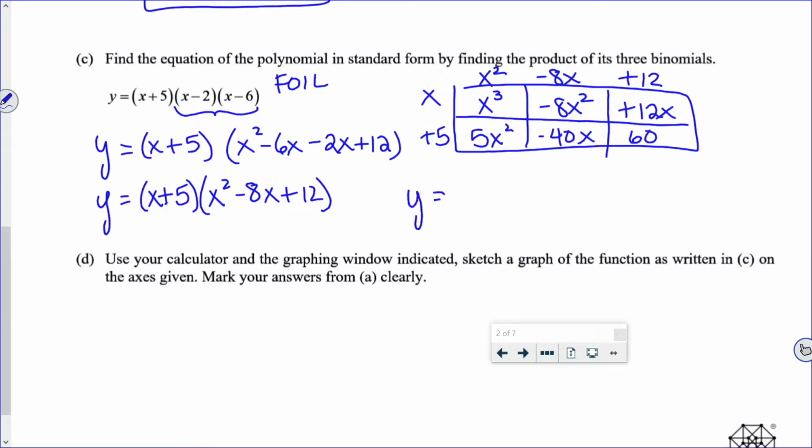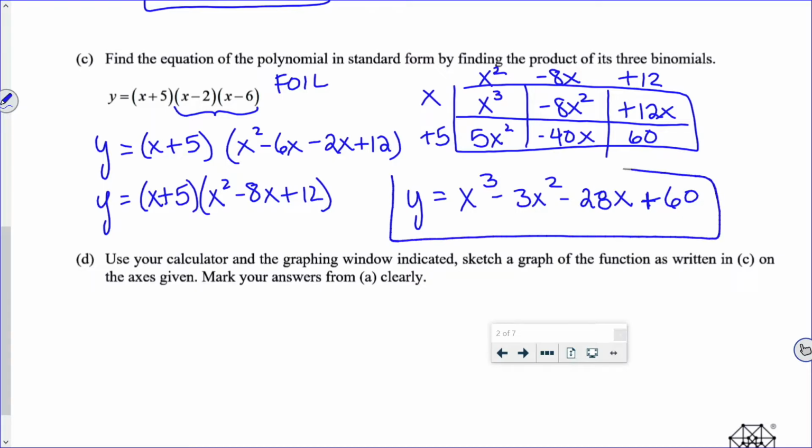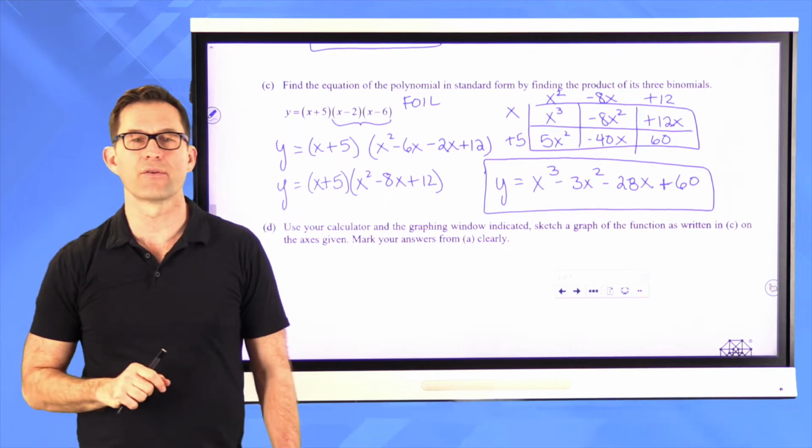I can now combine like terms. Nothing combines with my x cubed. I have negative 8x squared. Positive 5x squared is negative 3x squared. I have negative 40x, and positive 12x is going to be negative 28x, I think. Yep. And plus 60. So there's my cubic polynomial in standard form.